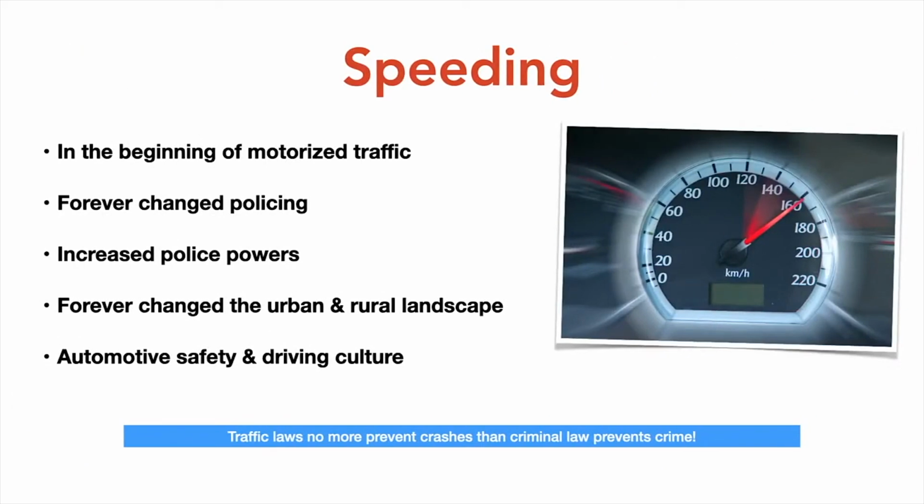Speeding. In the beginning of motorized traffic, with motorized cars, even the old first cars, the rattly old Cadillacs and the Model Ts and those types of things, urban road speeds increased 500% from horse-drawn traffic to motorized traffic. 30 miles an hour doesn't seem like very much, but when you go from 6 miles an hour, basically how fast you can walk or a horse can walk, and you go to 30 miles an hour, you've now increased road speeds 500%. And think about that. In a 30-year period, this is what happened on urban roads.